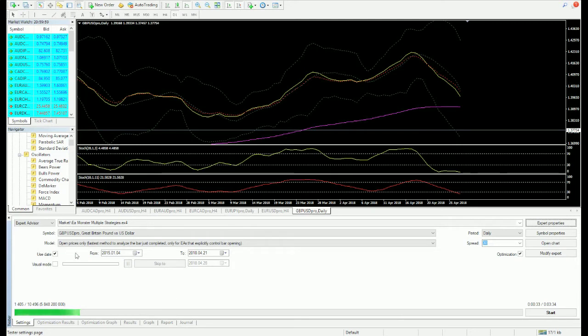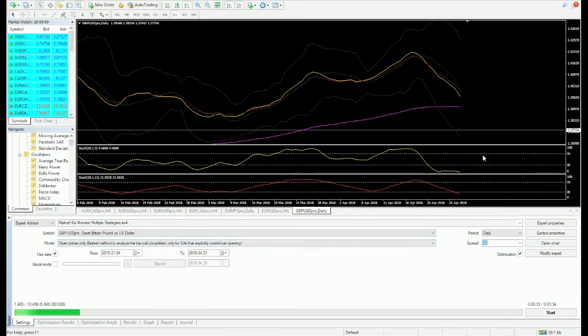If you look here, in your strategy tester, you'll see I have GBPUSD. I have use date 2015 from January 4th to 2018, April 21st. And the key thing here is we're using not every tick, not control points. We're using open prices only. I know they say that it's not accurate, but with this expert advisor, it's very accurate because I designed it for a lot of these strategies to open trades and close trades when a new candle is formed.